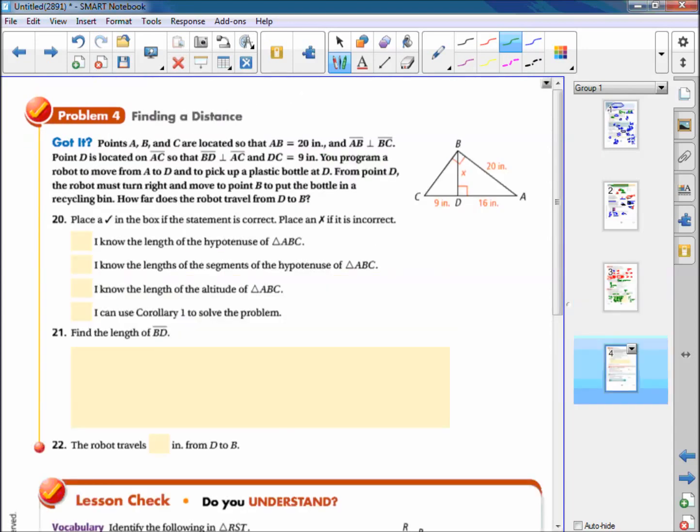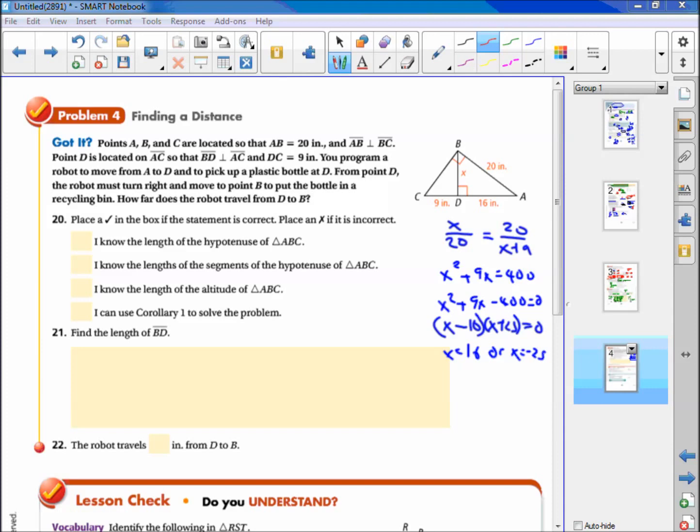All right, let's flip it over. Okay, in problem number 4 here on the last page, we have finding a distance. And we have points A, B, and C are located so that AB is 20 inches.